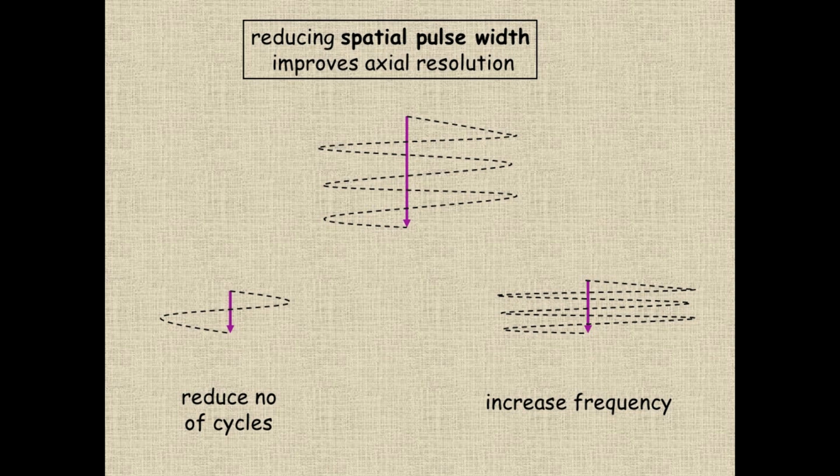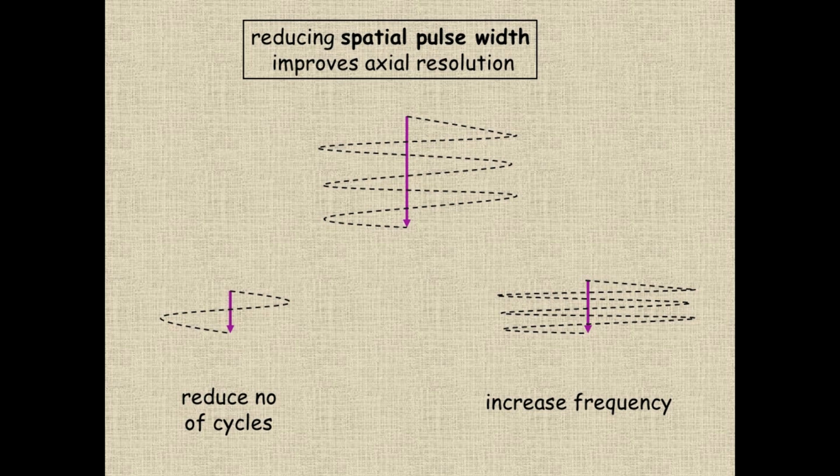We can reduce spatial pulse width and therefore improve resolution with one of two methods. Either we can reduce the number of cycles in each burst, which will reduce the spatial pulse width as seen by the diagram on the left, or we can increase the frequency, which will shorten the spatial pulse width.